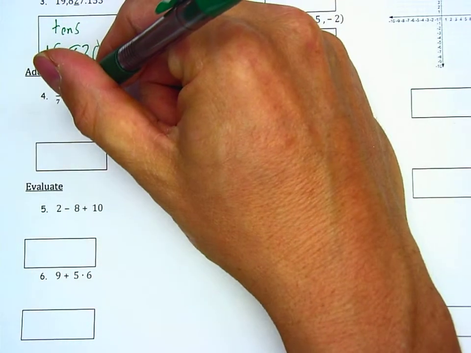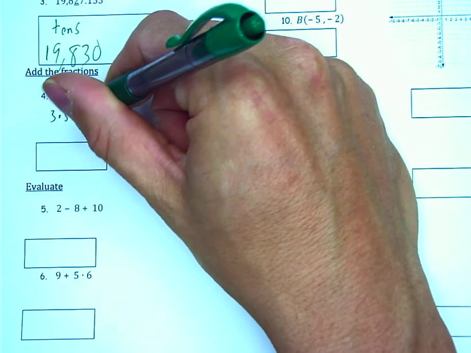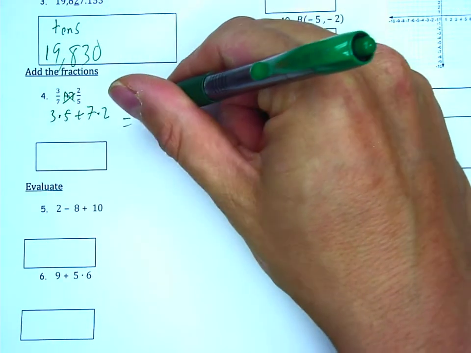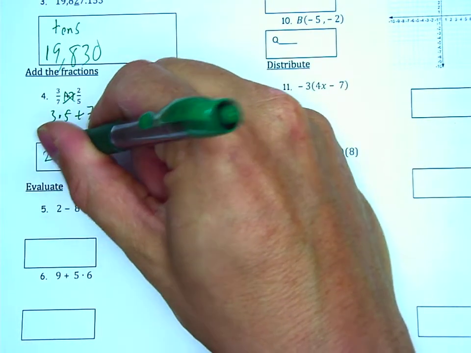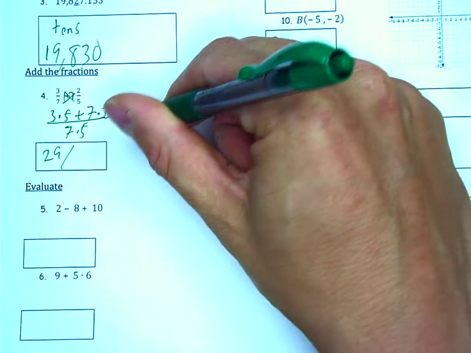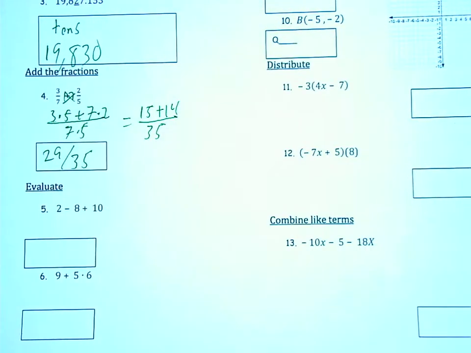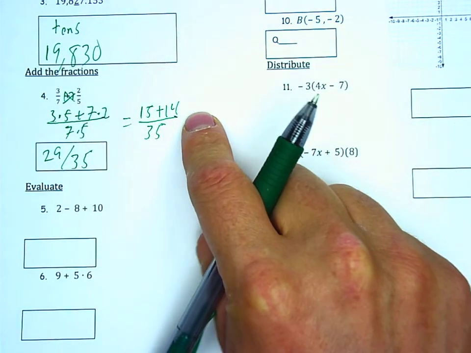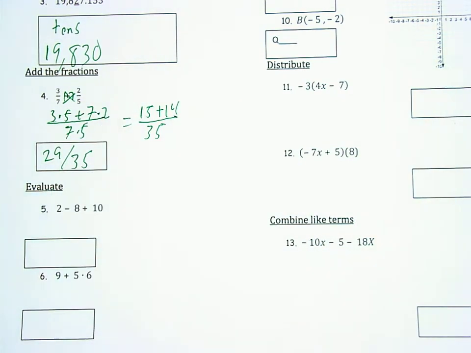We're going to multiply diagonally here. 3 times 5 plus 7 times 2. So this will be 15 plus 14. That'll be 29. And the denominator here will be 7 times 5. 29 over 35. Diagonal multiplication, 15 and 14, added together. And the denominator will be the product of the two given denominators.